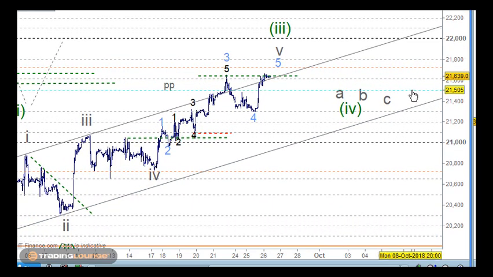So this is 500 here. So we can expect corrections across here. So we'll allow that to push up into this space here, and we have to look for some type of correction here.